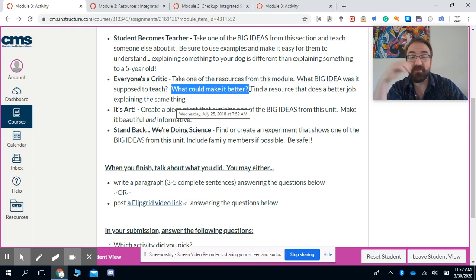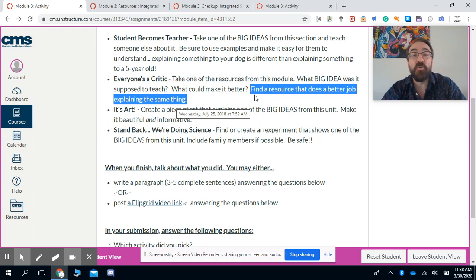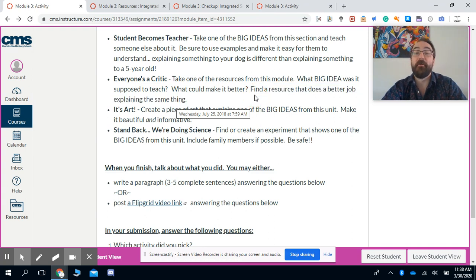Every resource, there's not a perfect resource. Maybe it could be made better by explaining something slower. Maybe showing an animation or a picture would have helped. Maybe it wasn't very interesting, and you have an idea of what would make it more interesting. Your last task, you have to find a new resource that does a better job.